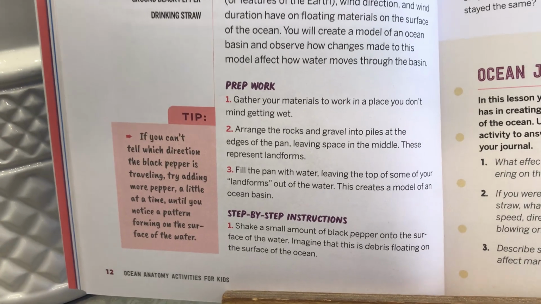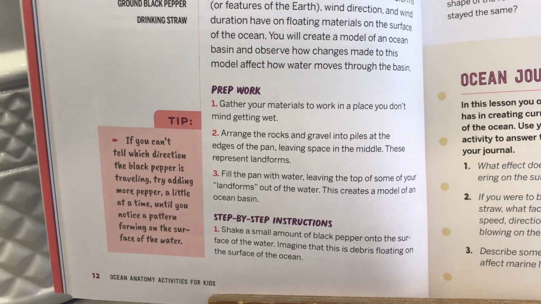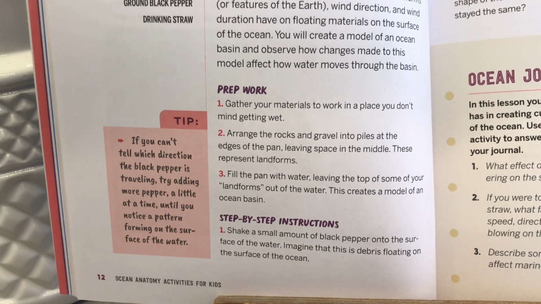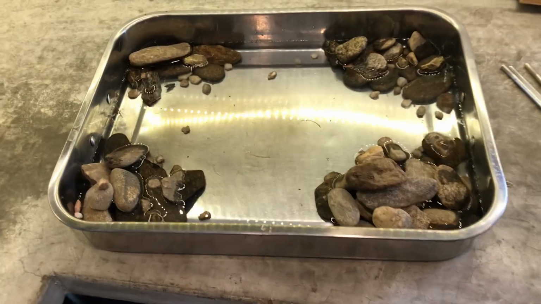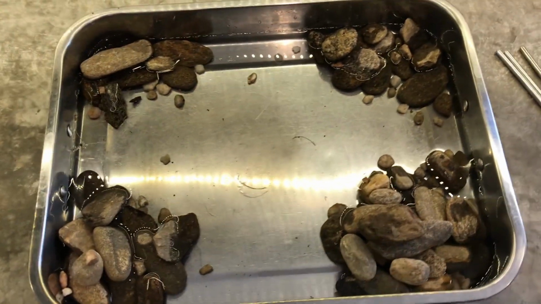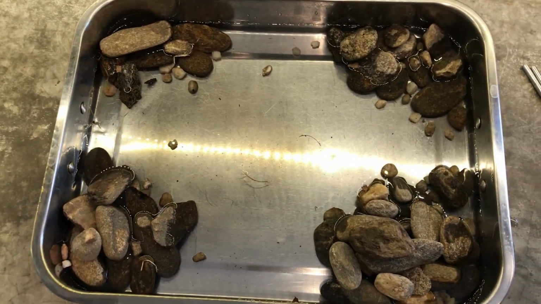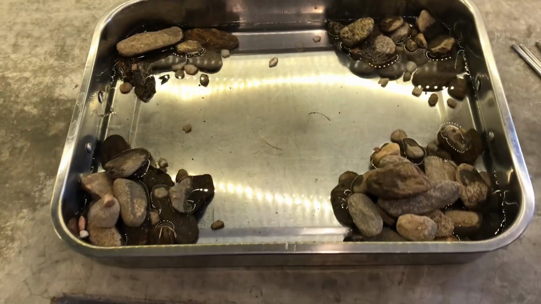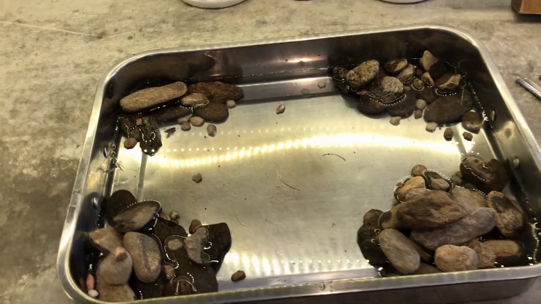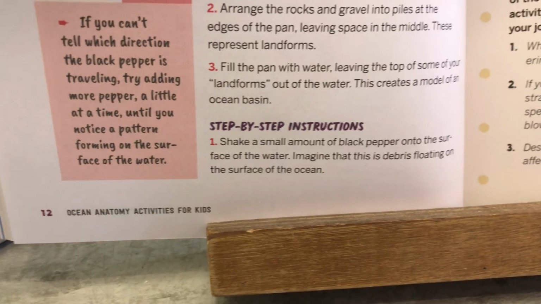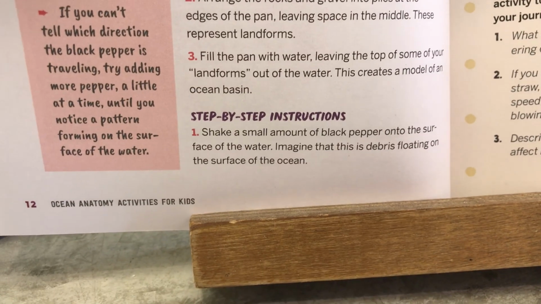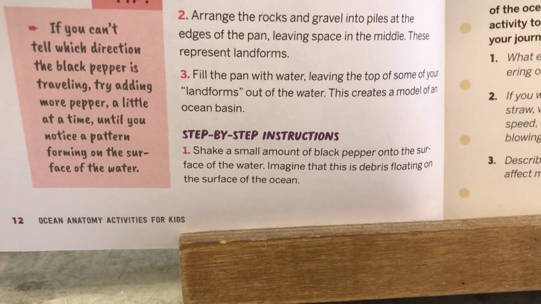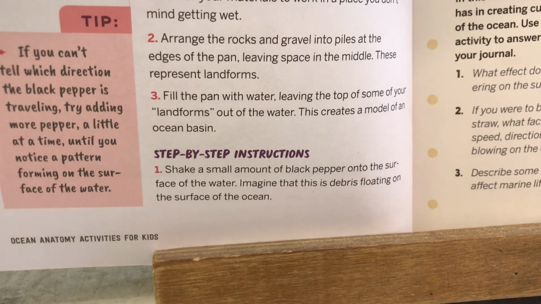Step 3, fill the pan with water, leaving the top of some of your landforms out of the water. This creates a model of an ocean basin. Okay, so this is what the ocean basin looked like. They've got their landforms in the corners, and we've got room temperature water in there. Now we're going to shake a small amount of black pepper onto the surface of the water. Imagine that this is debris floating on the surface of the ocean.